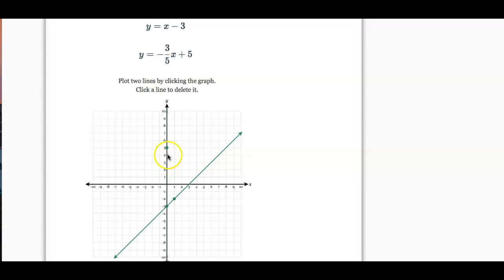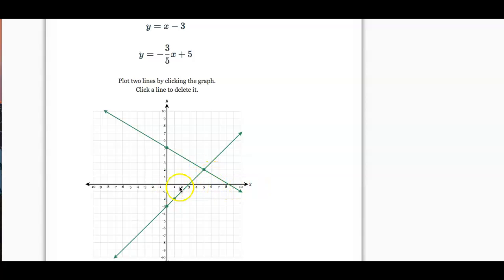And see, it'll kind of count for you. See how it kind of does that? So I'm here and I go 1, 2, 3, and then to the right 5. 1, 2, 3, 4, 5. And then where they cross is my answer. So my answer is 5, 2.